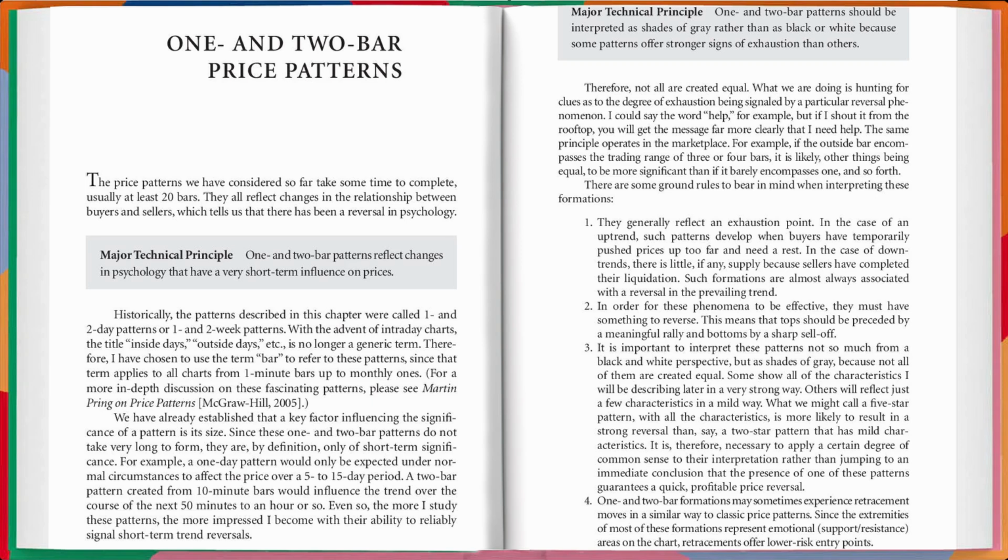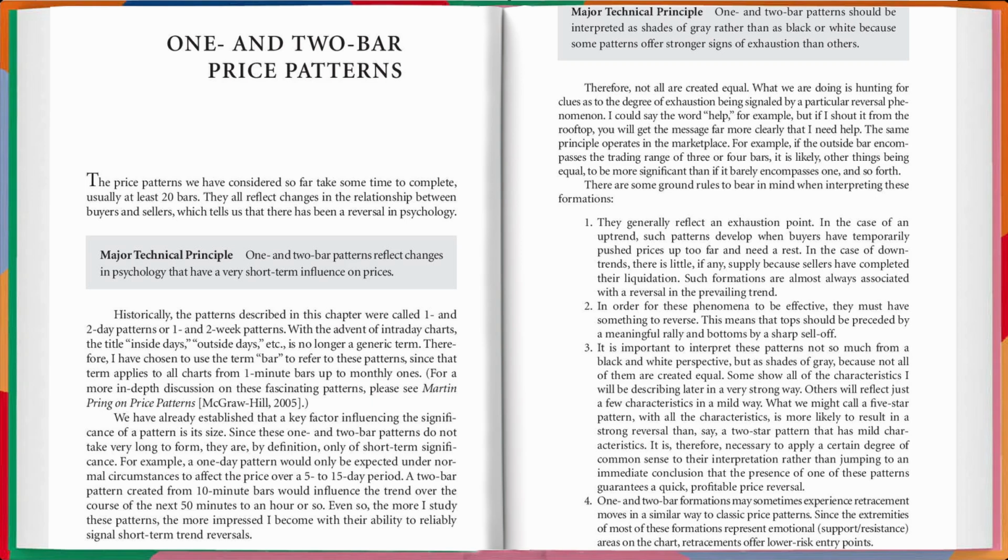In the case of an uptrend, such patterns develop when buyers have temporarily pushed prices up too far and need a rest. In the case of downtrends, there is little, if any, supply because sellers have completed their liquidation. Such formations are almost always associated with a reversal in the prevailing trend. 2. In order for these phenomena to be effective, they must have something to reverse. This means that tops should be preceded by a meaningful rally and bottoms by a sharp sell-off.